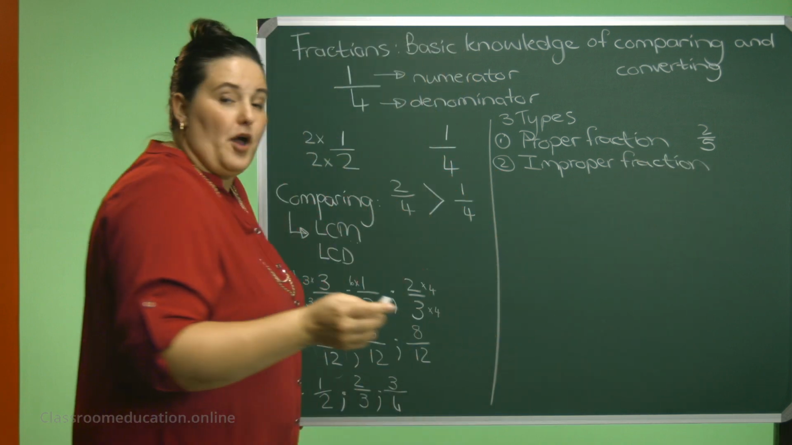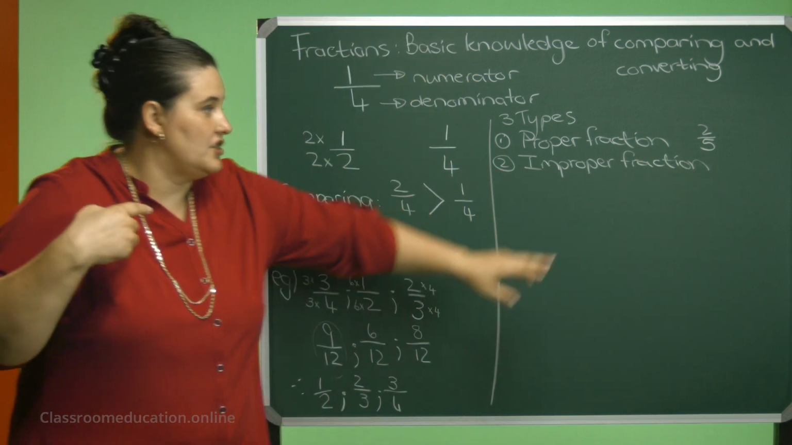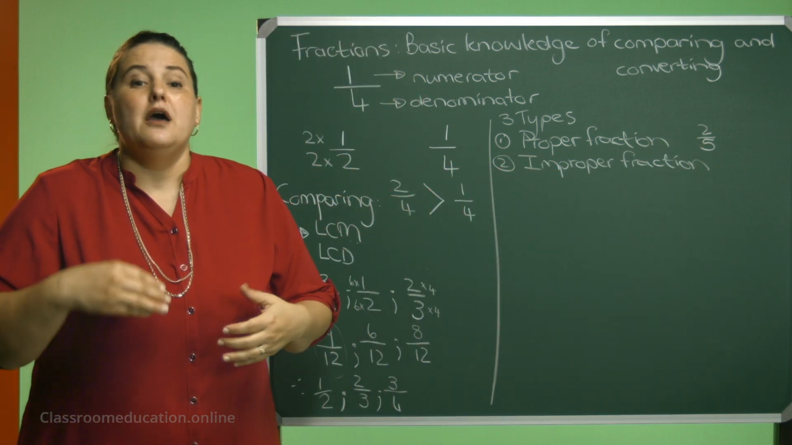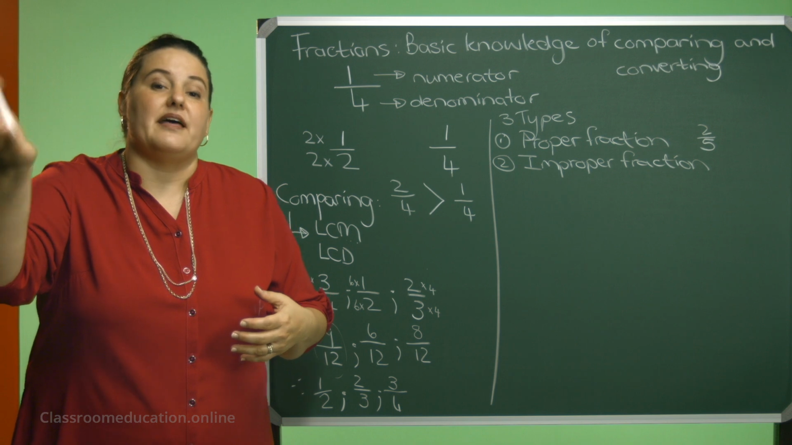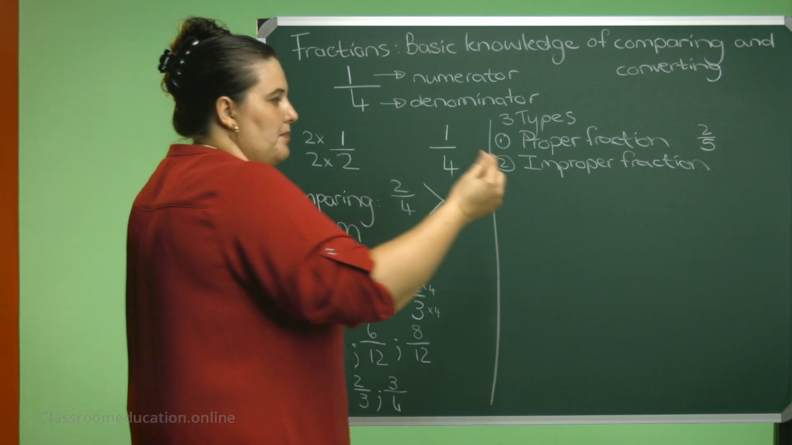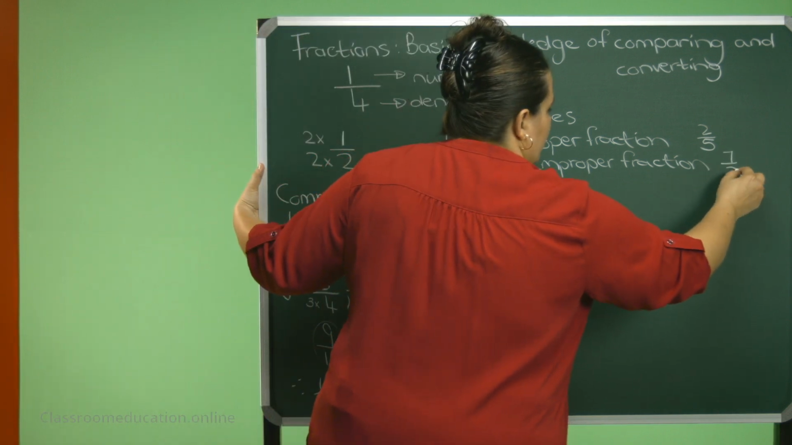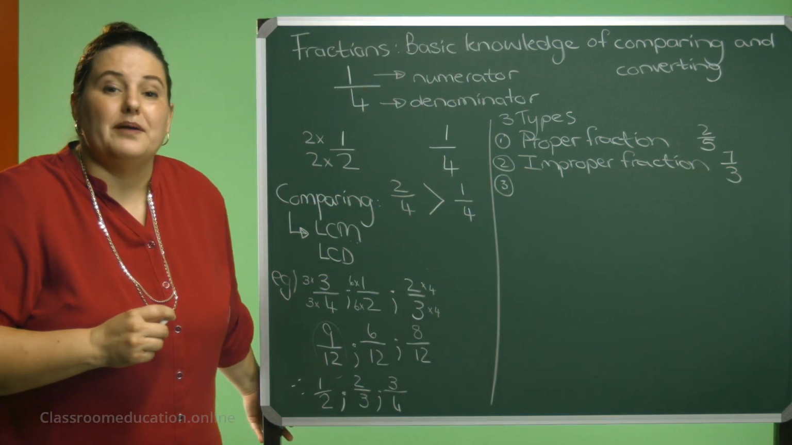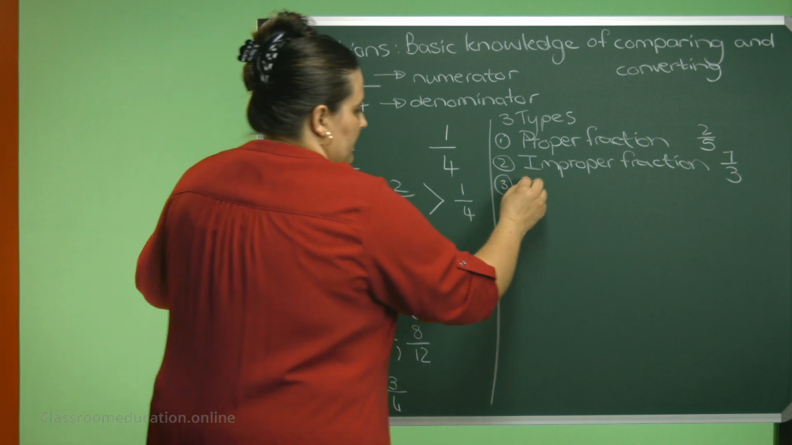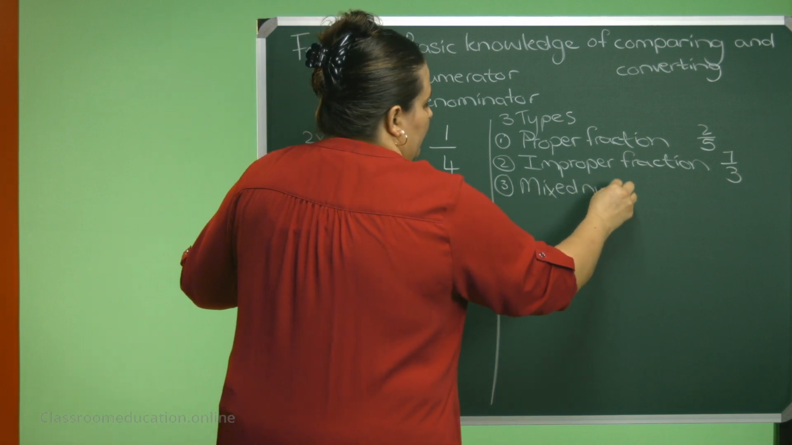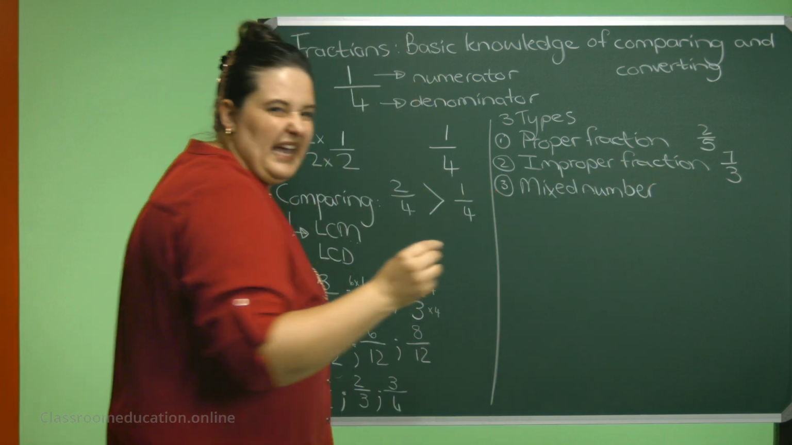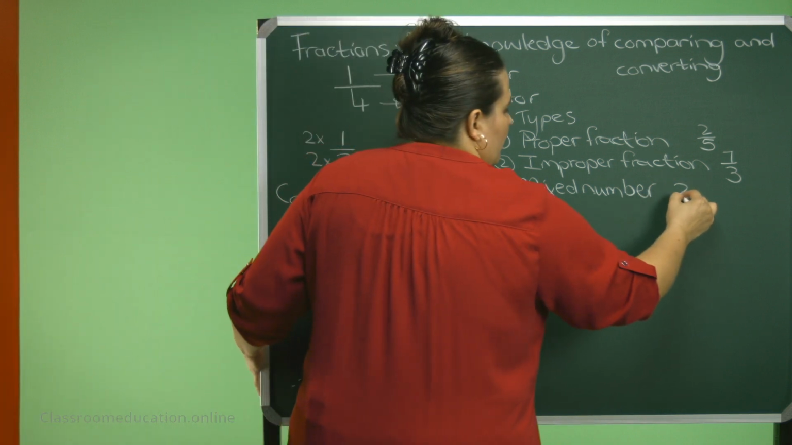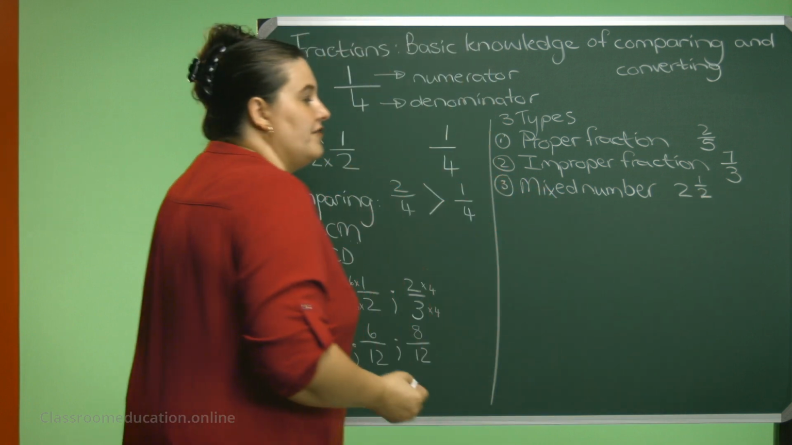Now, in the case of proper fraction, the denominator was actually bigger than the numerator. So when I have an improper fraction, my numerator will be bigger than the denominator. An example such as 7/3. The last one, what we have, we call a mixed number. And this mixed number, an example of that might be something like 2.5, consists of a whole number and a fraction.